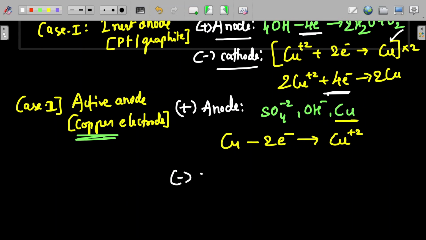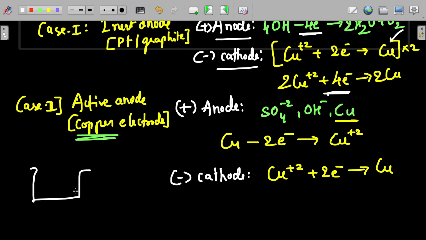But the reaction at the cathode remains same because there is no competition for cathode cations. So here Cu2+ plus 2 electrons become copper. Okay. This is the difference between the inert and active. See, second case, what is happening? You are taking here copper, here also copper. Okay, anode and cathode. So this copper anode will dissolve in water, sorry, in the electrolyte and forms Cu2+.